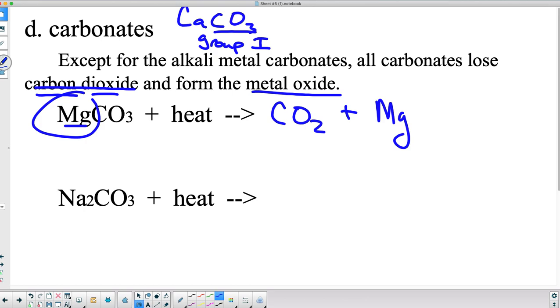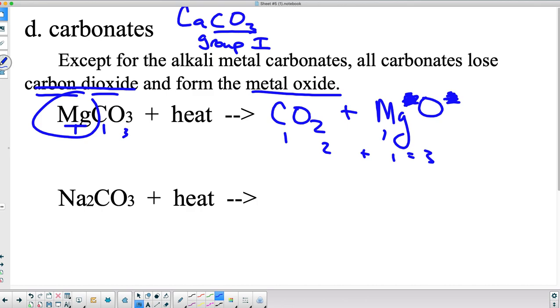What charge does magnesium have? It has a +2, and the oxide is always a -2, always. So that means that these here I crisscross and get rid of the charges, and now all I have to do is go back and balance. So I have 1 Mg on the left-hand side, 1 Mg on the right-hand side. I have 1 carbon, I have 3 oxygens, I have 2 plus 1 equals 3 oxygens. So this one is actually balanced.